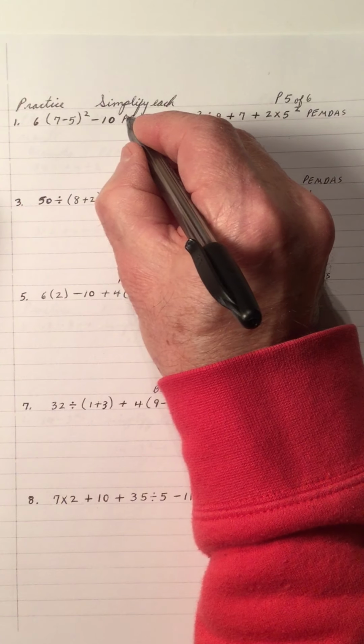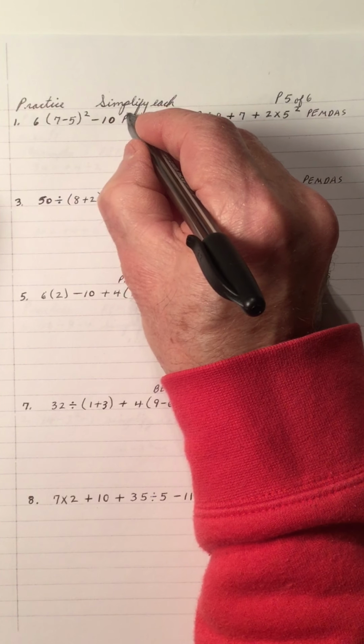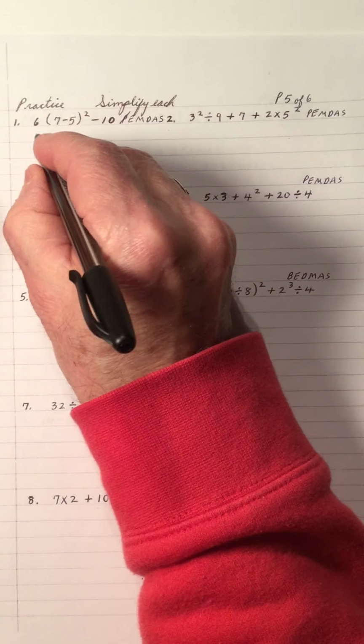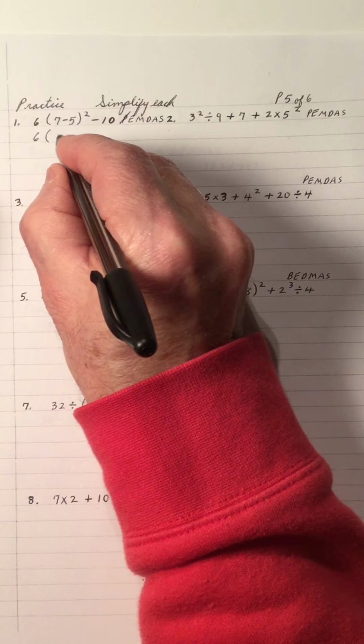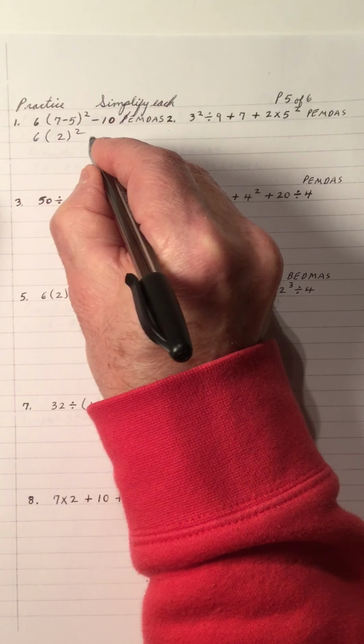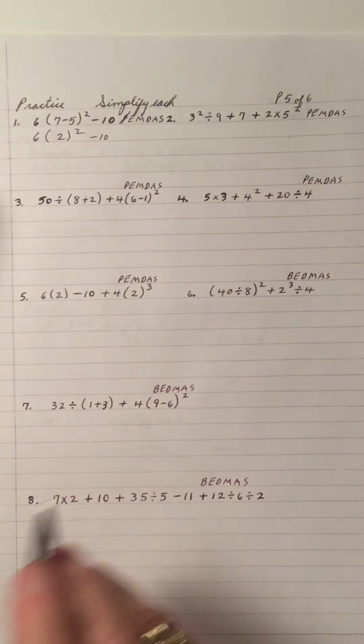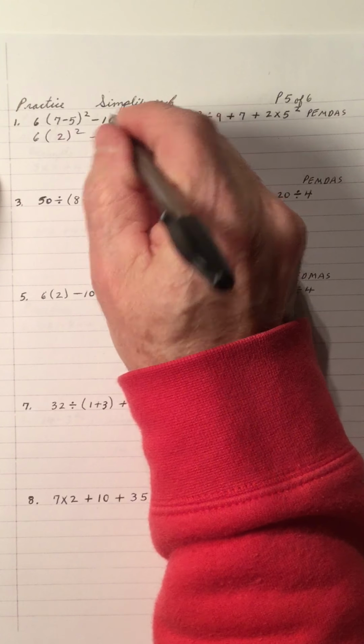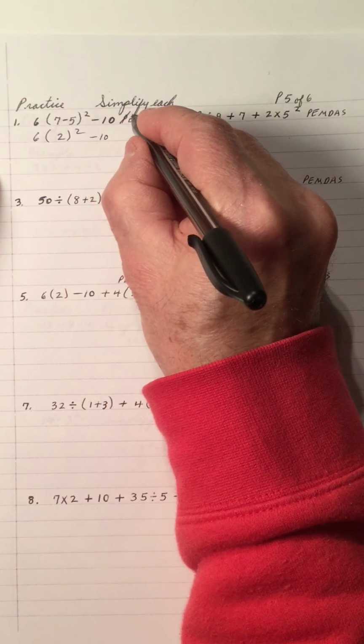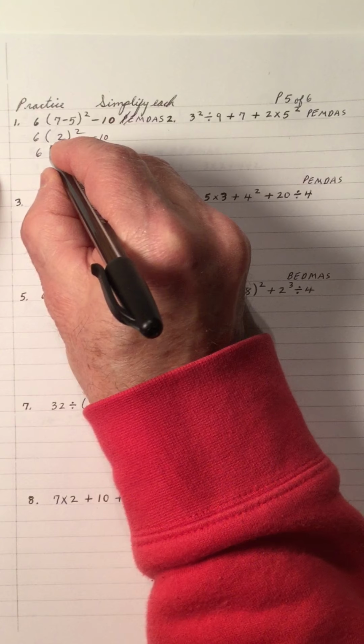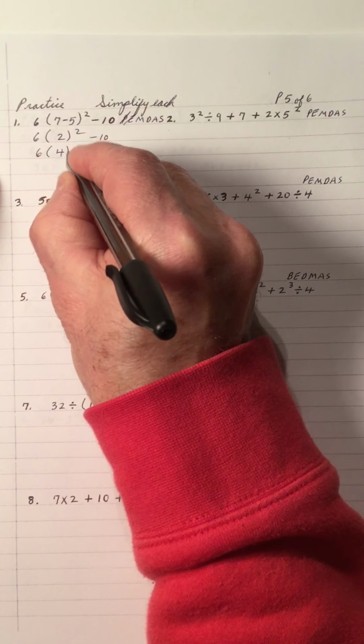I'll do Bedmas, Pemdas, whatever: brackets, exponents. I have 7 subtract 5 is 2. So I will only do the inside of the parentheses or brackets. Then I'll do the exponent next. 2 squared is 2 times 2 is 4.